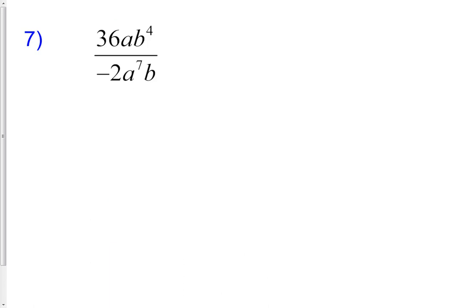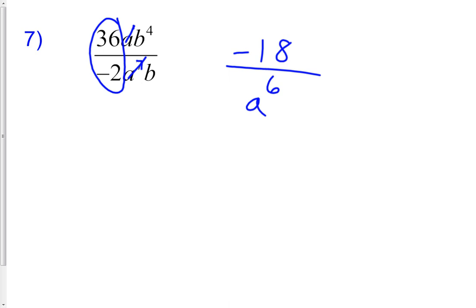Question number 7. We divide our coefficients like normal. So 36 divided by a negative 2 is a negative 18. We have a to the first and a to the 7th. That would make a to the 6th in the denominator. 1 minus 7 is a negative 6, but then you have to move it to the denominator to make it a to the positive 6th.